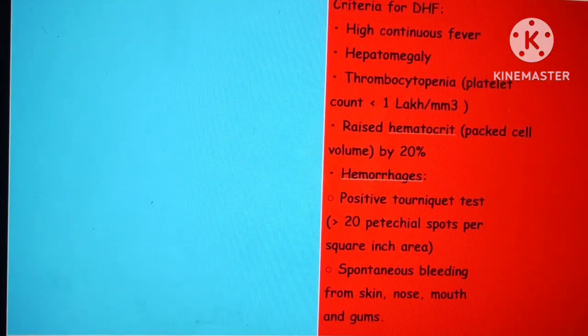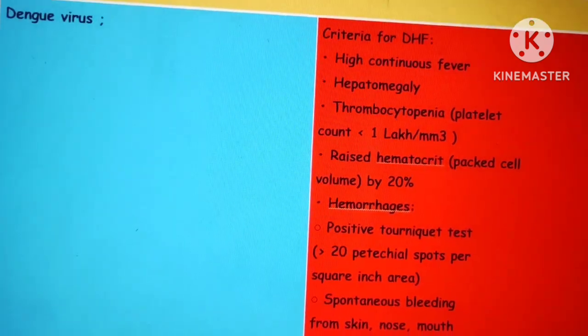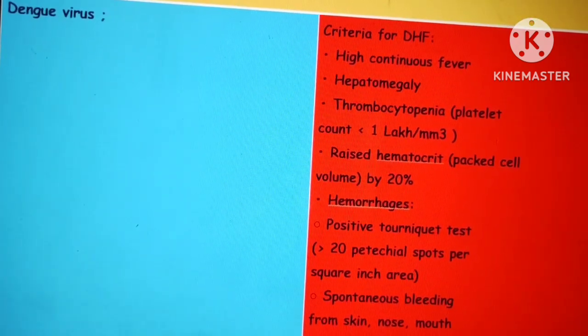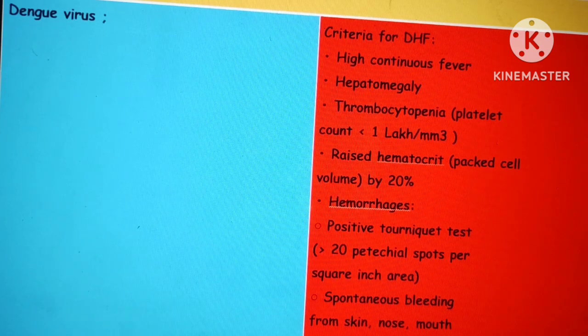You know the criteria, right? There will be fever, hepatomegaly, thrombocytopenia of less than 1 lakh, raised hematocrit, and a positive tourniquet test with 20 petechial spots. Spontaneous bleeding will sometimes be there from the skin, nose, mouth and gums.